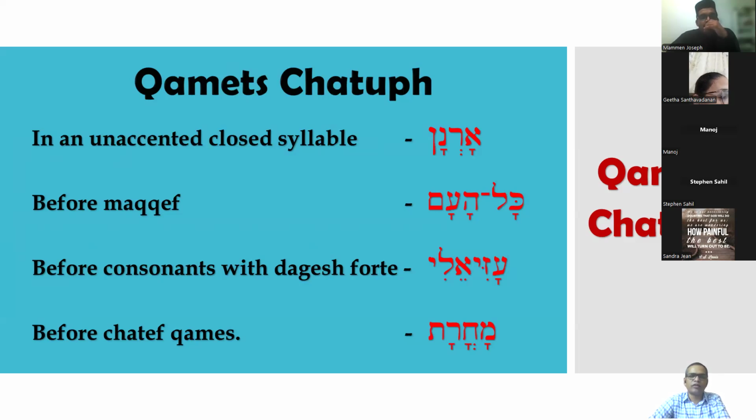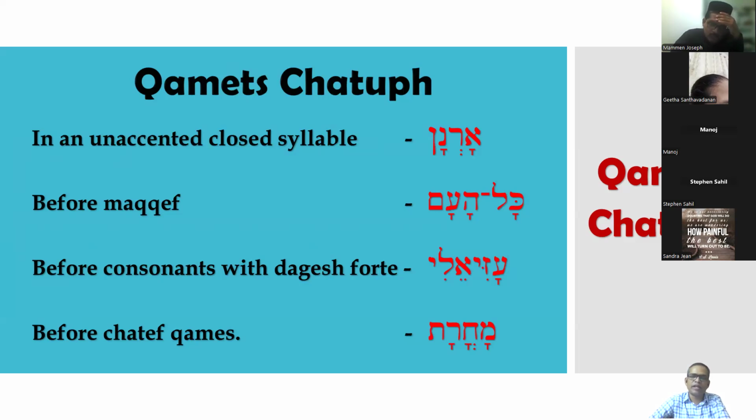Then, before consonants with dagesh pote. If you see a kamats before a letter with dagesh pote, then that kamats is kamats hatuf and not kamats. Okay, an O class short vowel and not an A class long vowel. And the last rule to differentiate between kamats and kamats hatuf is that it occurs before hatef kamats.